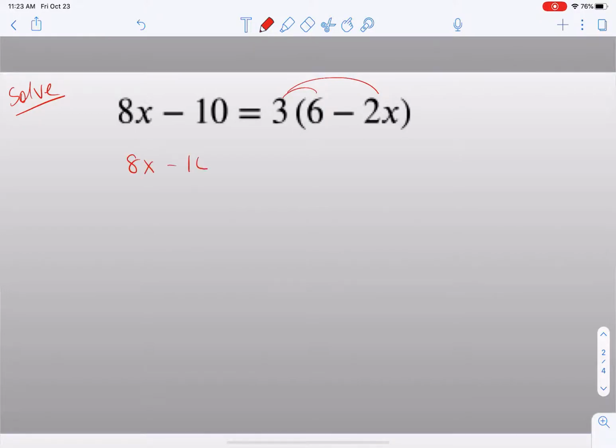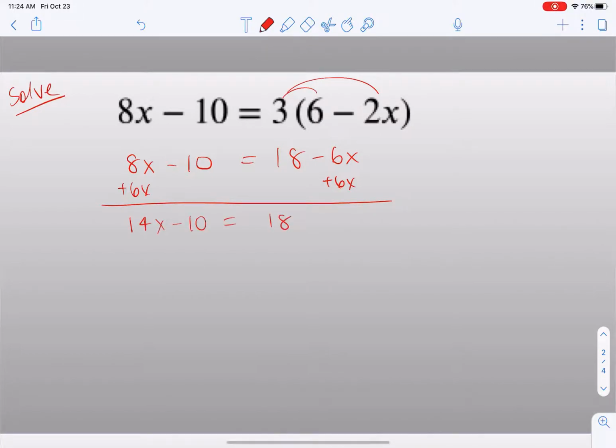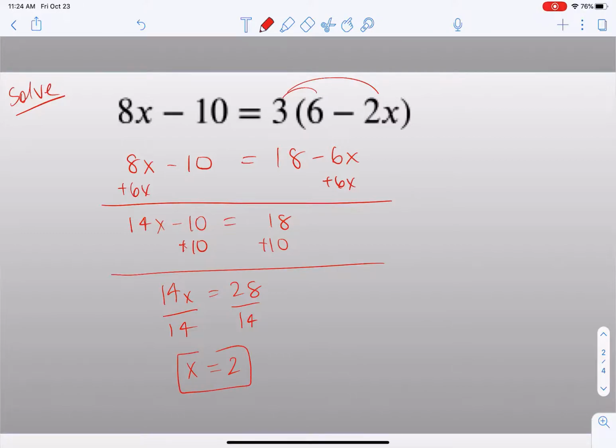So 8x minus 10 is equal to 18 minus 6x. And from here, I will continue to solve. So I will add 6x to both sides. And when I do that, I'm left with 14x minus 10 is equal to 18. I can add 10 to both sides, so 14x is equal to 28. I can divide both sides by 14, and I'm left with x is equal to 2. So I was able to reach a value.